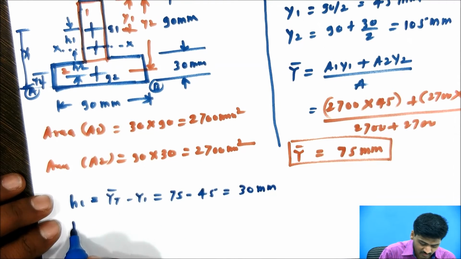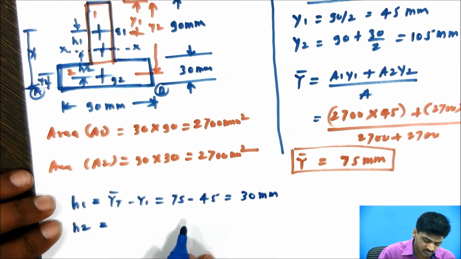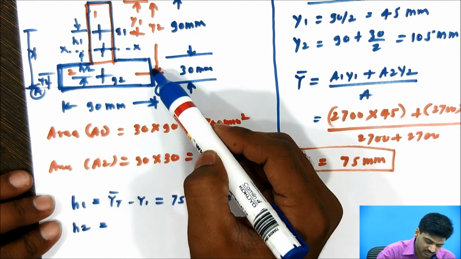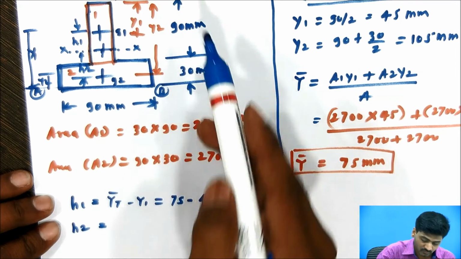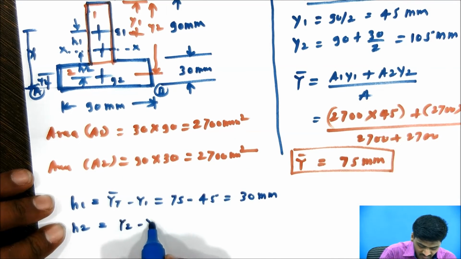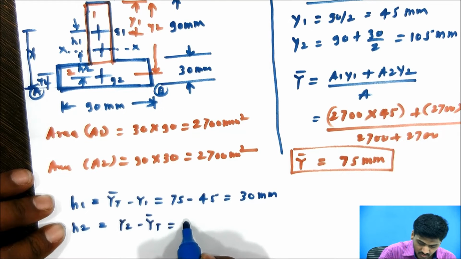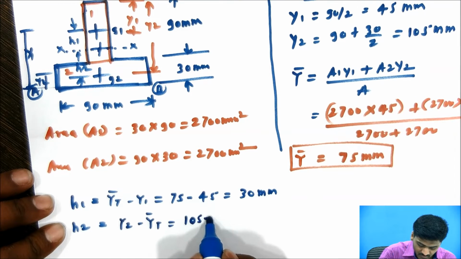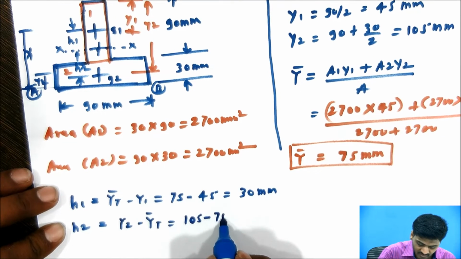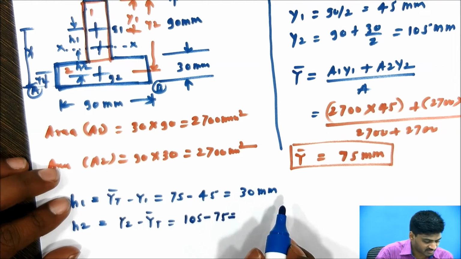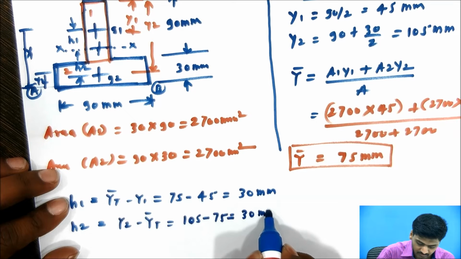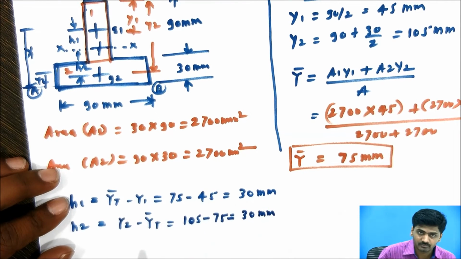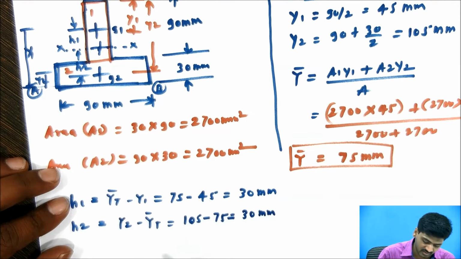And simultaneously you may calculate H2. How to calculate the H2? This is the total Y2. Y2 minus Y bar. You will get H2. So Y2 minus Y bar from top. Y2 is 105 minus Y bar from top, that is 75. So you will get this distance is also 30 mm. Both the distances are 30 mm.